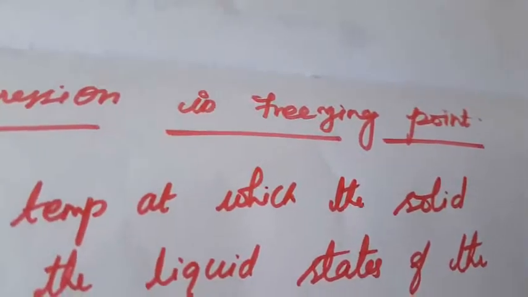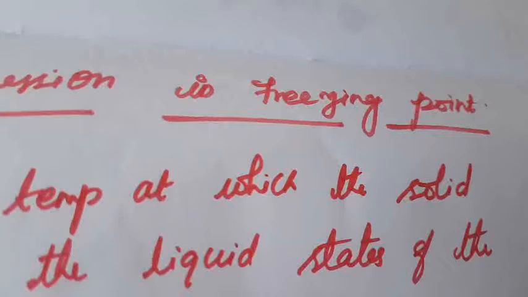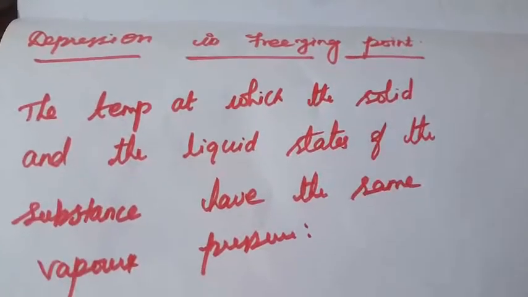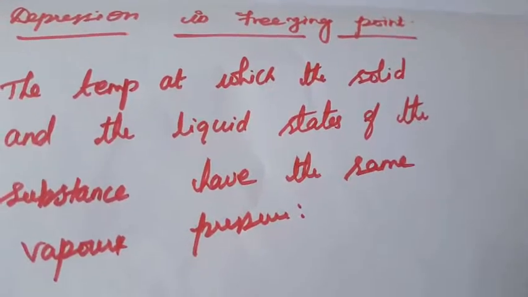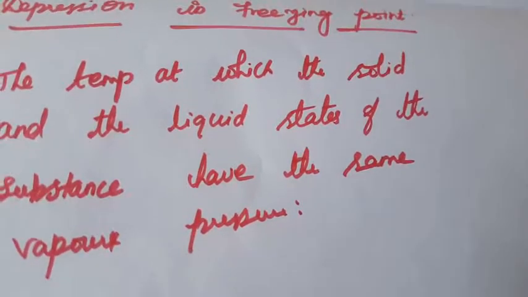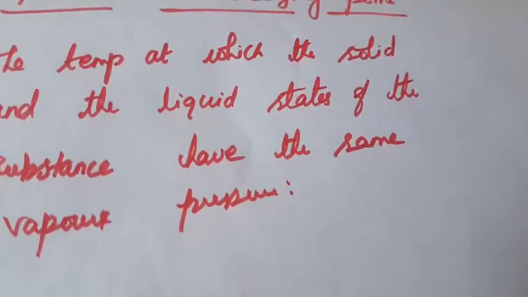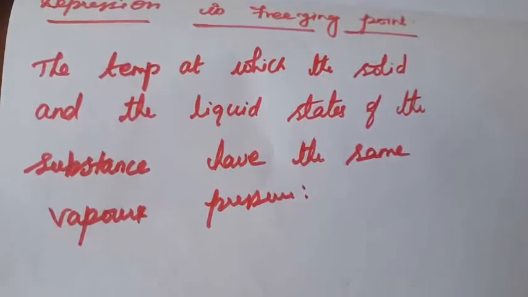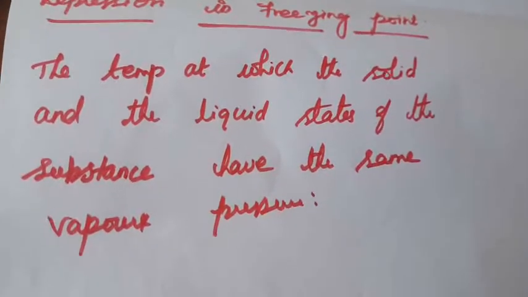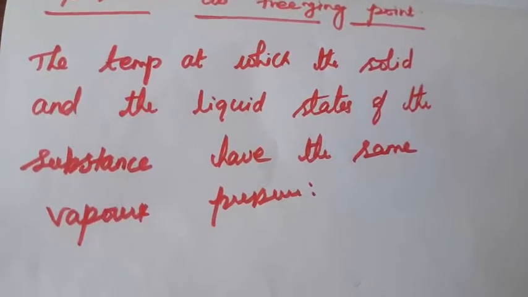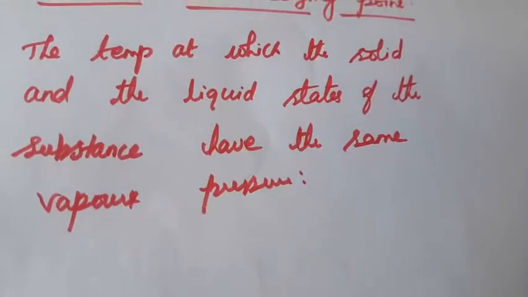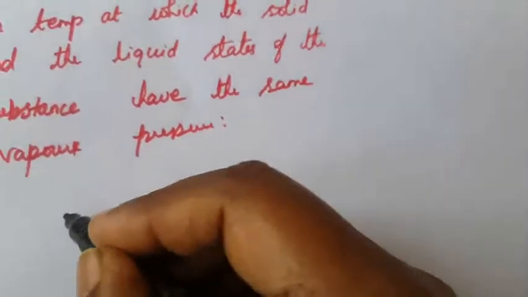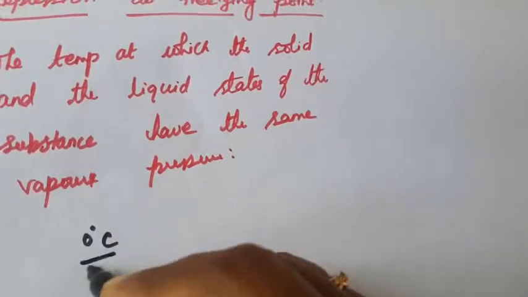The freezing point is defined as the temperature at which the solid and the liquid state of the substance have the same vapor pressure. That is called the freezing point. Here, how do we calculate the depression in the freezing point? First we take a known weight of the solute. The non-volatile solute is added to water, and the freezing point is calculated. That is below the freezing point, below 0 degrees Celsius.